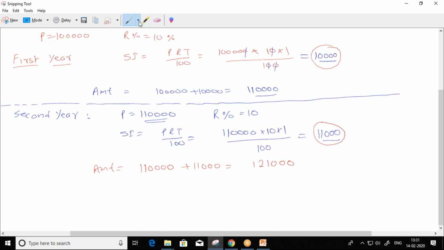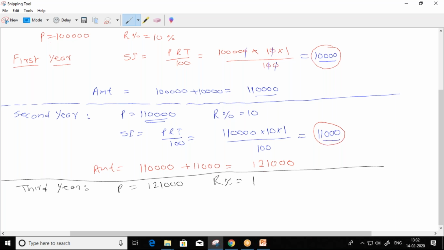Now the same thing we can see for the third year. So what is going to be for the third year? Similarly, we can go ahead for the third year. Third year, as usual, principal money is going to be 1 lakh 21,000, the rate of interest is going to be that 10%, and T is obviously 1. So what is the simple interest for the third year? So 1 lakh 21,000 into 10 into 1 divided by 100. So this is going to be 12,100.